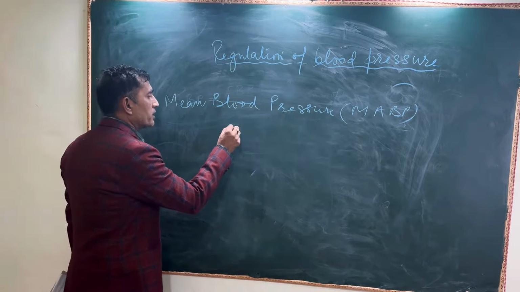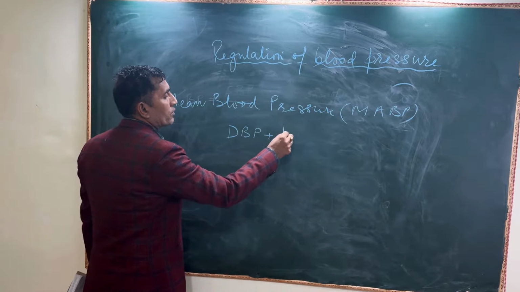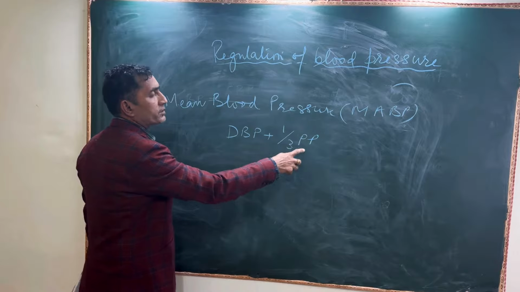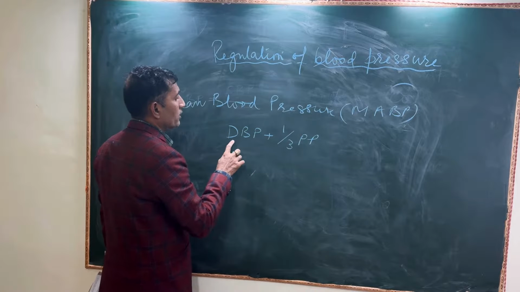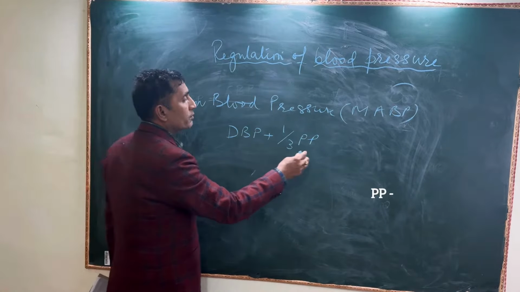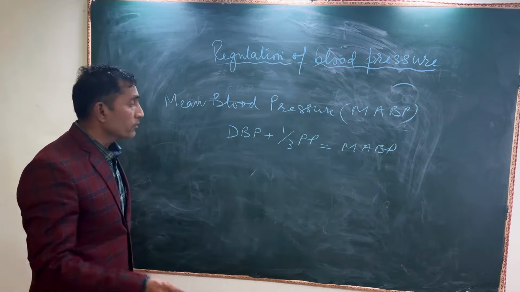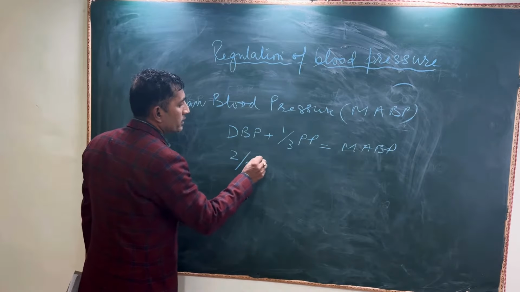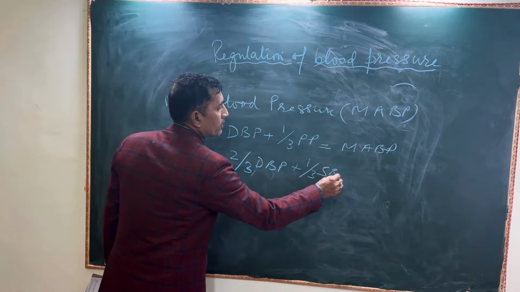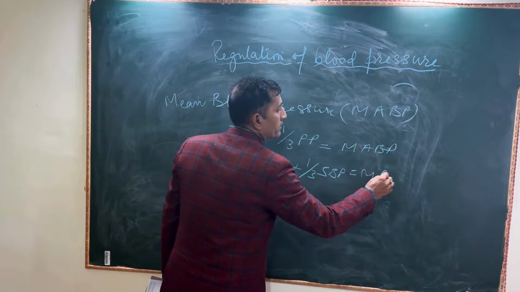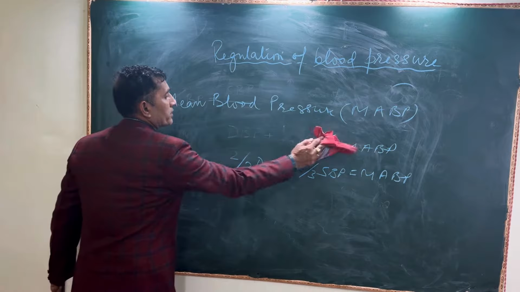That is, I am telling you, that is diastolic blood pressure plus 1/3 pulse pressure. Pulse pressure means systolic blood pressure minus diastolic blood pressure will give you the pulse pressure. So this diastolic blood pressure plus 1/3 pulse pressure will give the mean arterial blood pressure. But there is another formula, that is 2/3 diastolic blood pressure plus 1/3 systolic blood pressure will give the mean arterial blood pressure. Now let us understand about the mean blood pressure.